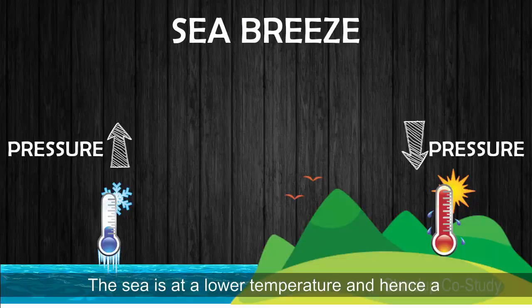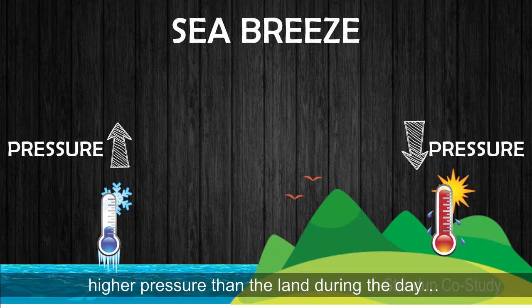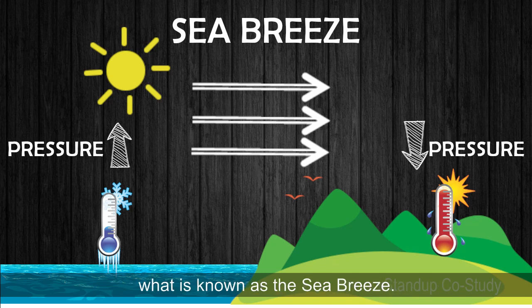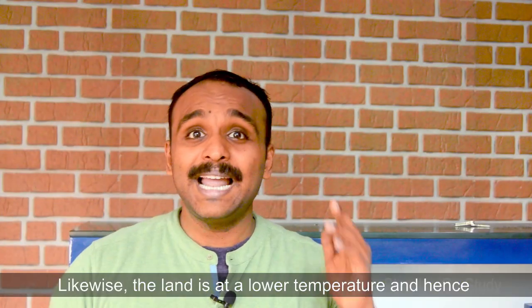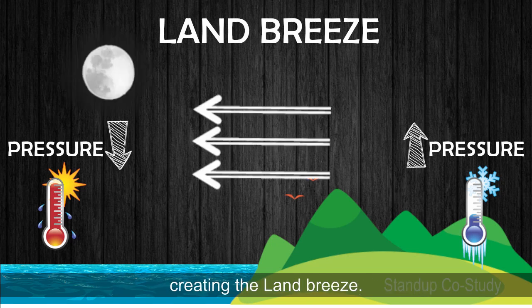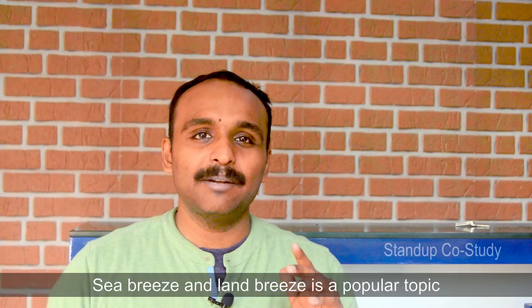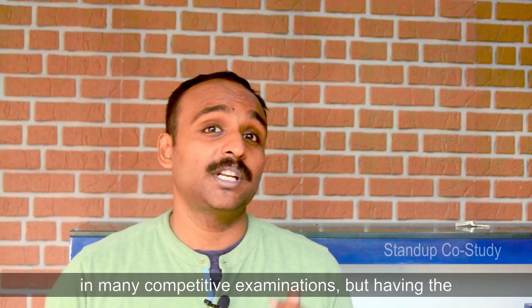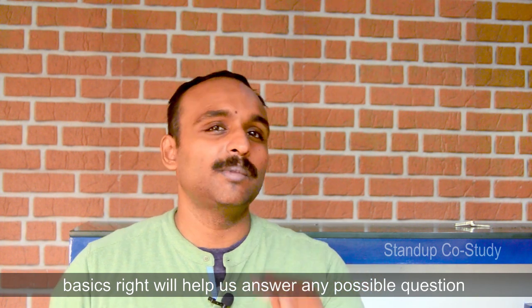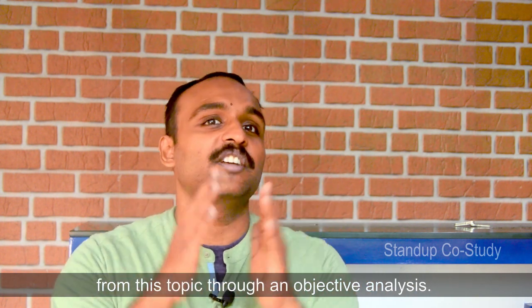The sea is at a lower temperature and hence a higher pressure than the land during the day. So the air moves from the sea to the land, creating what is known as the sea breeze. Likewise, the land is at a lower temperature and hence a higher pressure than the sea during the night. So the air moves from the land to the sea, creating the land breeze. Sea breeze and land breeze is a popular topic in many competitive examinations. But having the basics right will help us answer any possible question from this topic through an objective analysis.